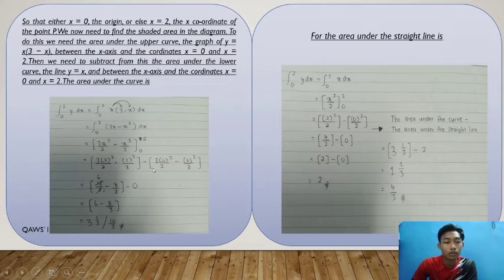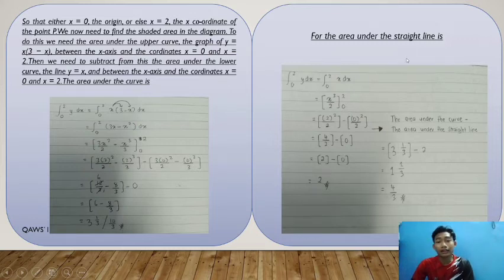To conclude, to solve that, we get 12/2, and we make it easy as 6, minus 8/3, minus 0. So we get 6 minus 8/3, and the answer is 10/3.